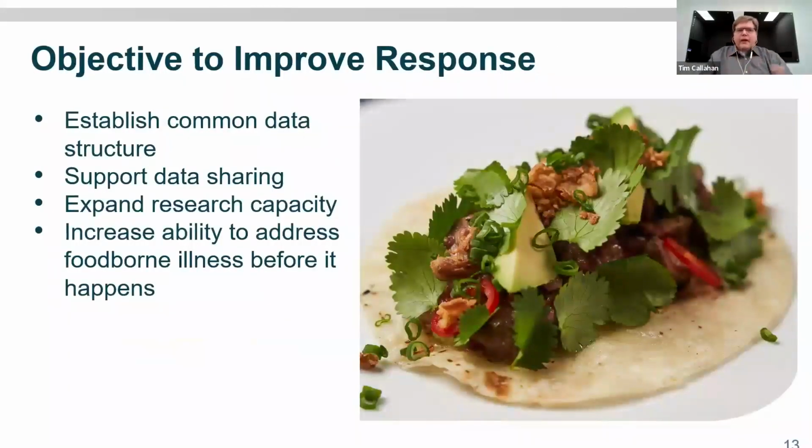Now, the objective here is to improve our response. We want fewer situations where numerous people across jurisdictions, or within a jurisdiction, are getting sick. Establishing a common data structure for food service and retail sales risk-based inspections requires things like supporting data sharing between environmental health jurisdictions and having accessible evidence to support policy and practice standards. This also means we can expand our research capacity in a scale and scope that better addresses foodborne illness. And we can increase the ability to address foodborne illness before it happens, such as using the C4 methodology to identify emerging outbreaks across jurisdictions.